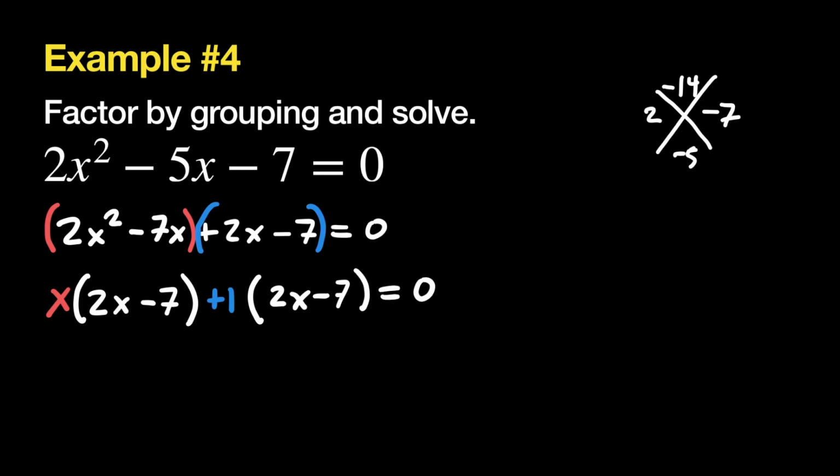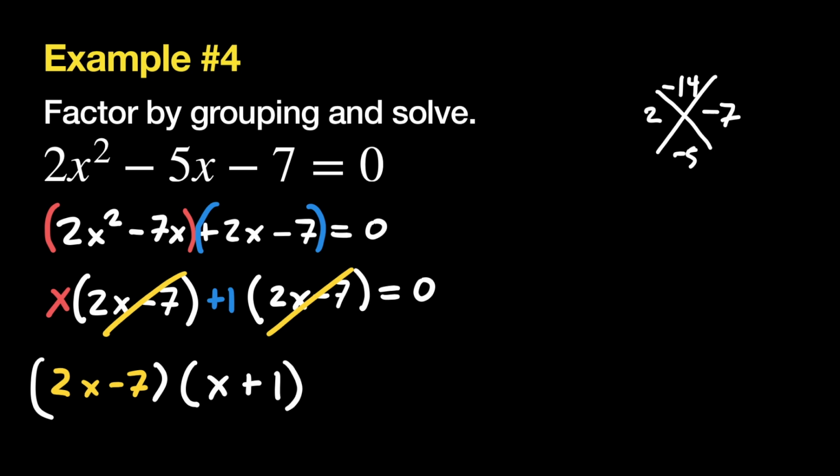In this problem, we have 2x minus 7 and 2x minus 7. That's what they have in common. So you can take out the 2x minus 7, and you're left with x plus 1. And now you just make it equal to 0.